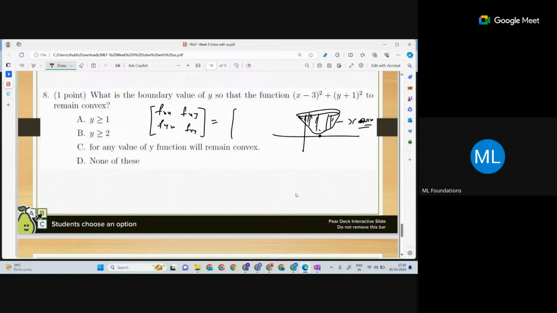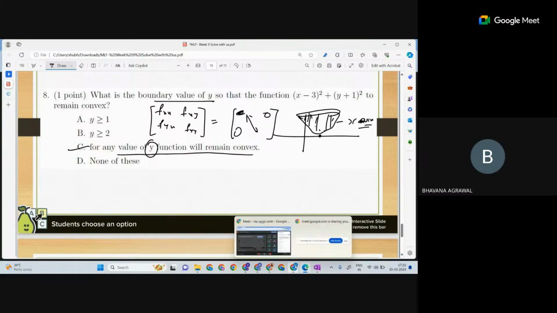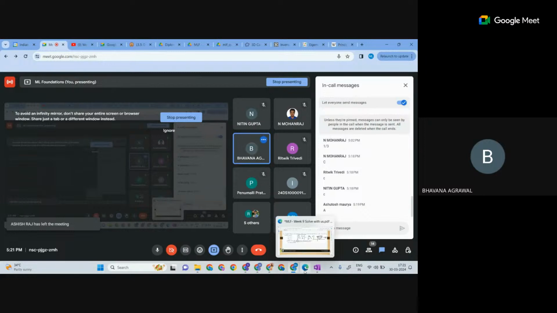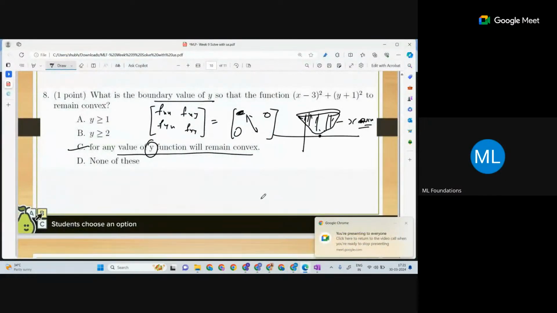We'll get the same method as whatever we did last time. We'll get some positive values on the diagonal and both are going to be 0 off the diagonal. So for any value of x, this function remains convex. Sorry, for any value of y. We want to find the boundary on y. So for any value of y, the function remains convex. For any value of x also, the function remains convex. So just by looking, we can tell. Yes, so no need for any calculation.